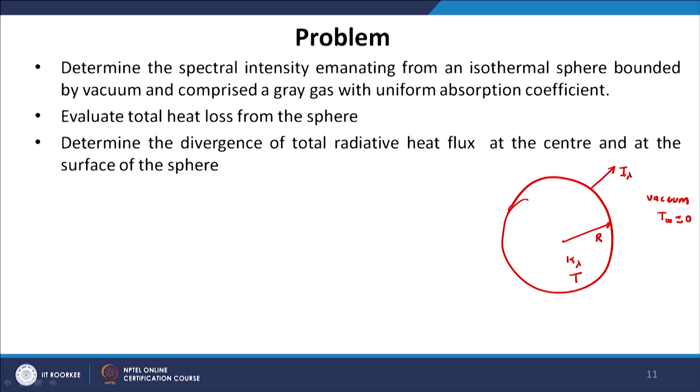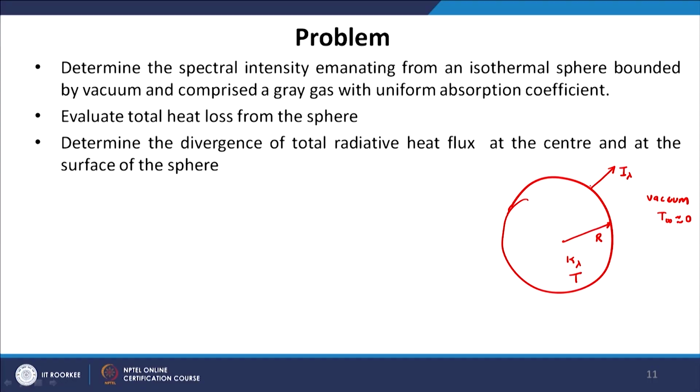Now, we have to find out the intensity of radiation coming out of this sphere, I lambda. We have to find out the total heat loss from this sphere, and we have to find out the divergence, the radiative heat source term, at the center of this sphere as well as at the surface of this sphere. Now, this problem looks pretty simple as such, but as we will see, the mathematics even for this simple case is not that easy. So, now we have to first make some observations.